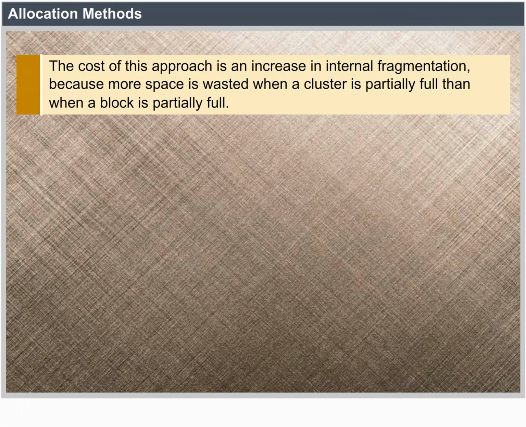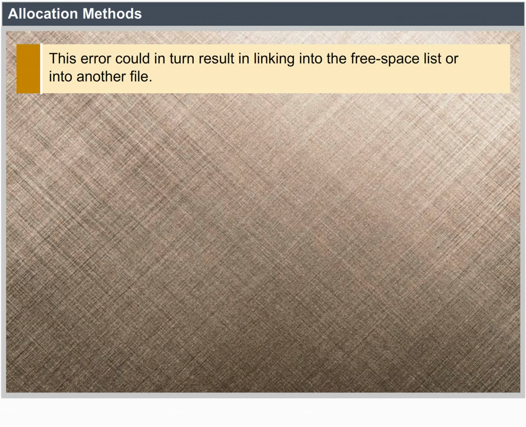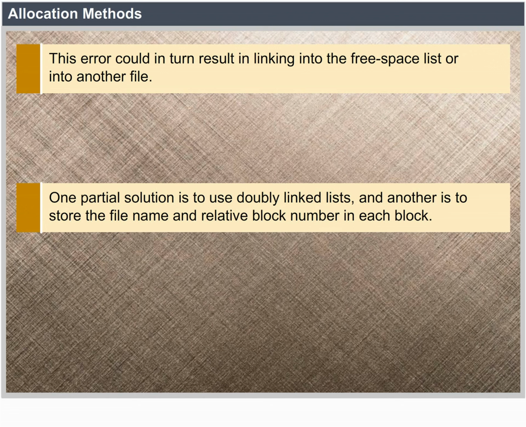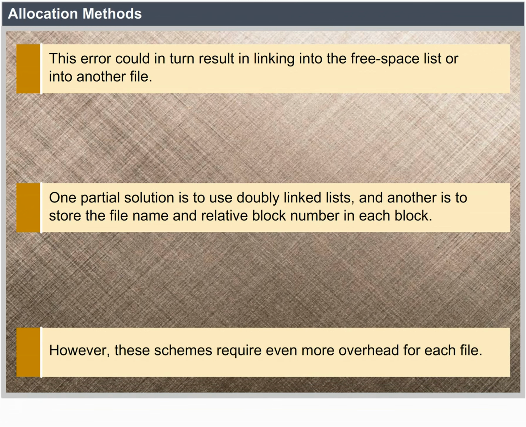Recall that the files are linked together by pointers scattered all over the disk, and consider what would happen if a pointer were lost or damaged. A bug in the operating system software or a disk hardware failure might result in picking up the wrong pointer. This error could in turn result in linking into the free space list or into another file. One partial solution is to use doubly linked lists, and another is to store the file name and relative block number in each block. However, these schemes require even more overhead for each file.